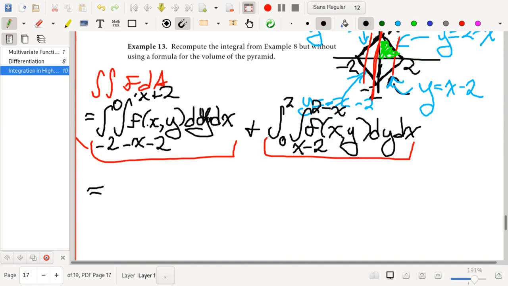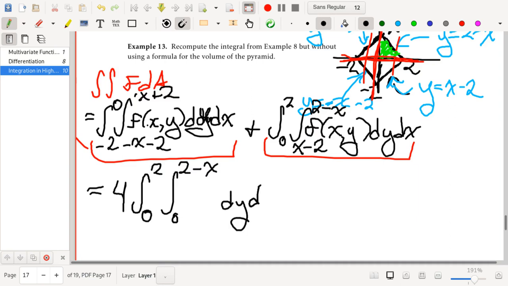So what would that integral be? Well, let's see. We have a lower line that corresponds to y equals 0, and then it would go up to the line y equals 2 minus x. So we could say that this integral is equal to 4 times the integral where x ranges from 0 to 2, and y ranges from 0 to 2 minus x.